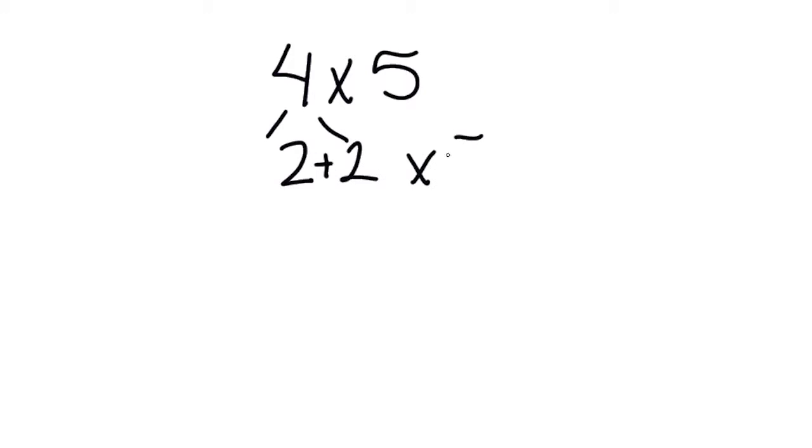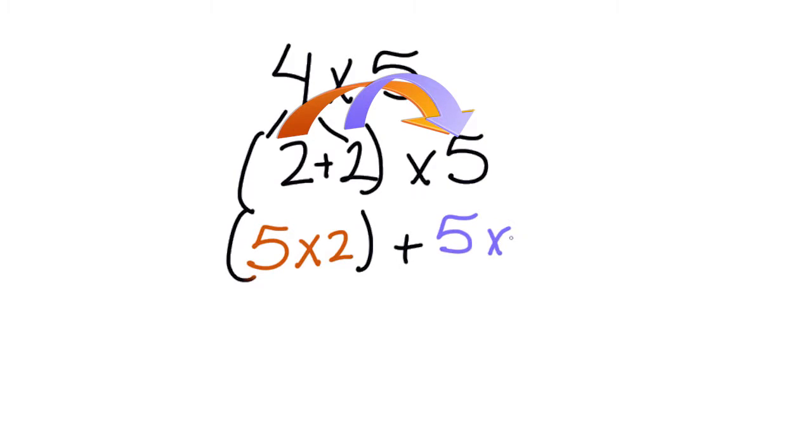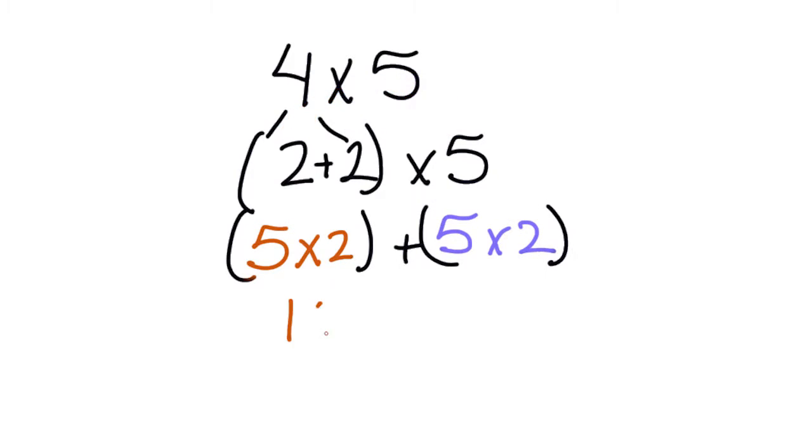We could rewrite the expression 4 times 5 using the distributive property. First, we begin by decomposing the 4. So now we have 2 plus 2 times 5. Then we're going to distribute the 5. So we have 5 times 2 plus 5 times 2. These equal 10 plus 10, and these are partial products of our original simple expression, and our product is 20.